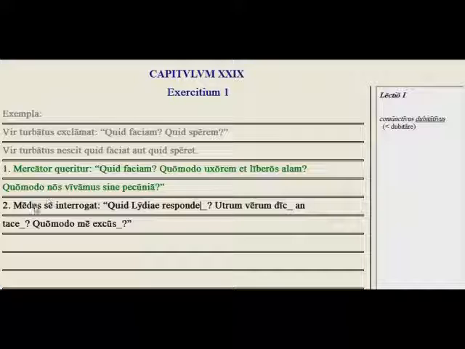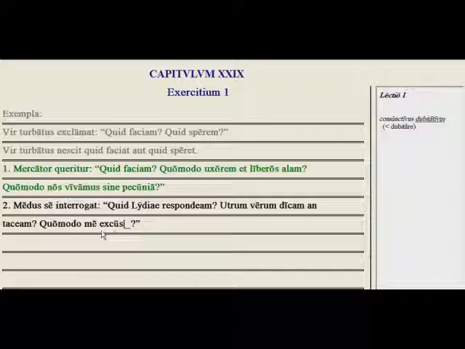And let's do one more. Medus se interrogat. Medus asks himself, quid Lydiae respondeam? What am I going to say to Lydia? So here we have from respondere, respondeam. Or what am I going to do, do I tell the truth or do I keep quiet? From dicere, we want dicam. And from tacere, we want taceam.